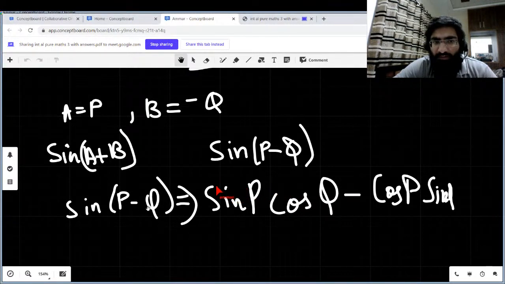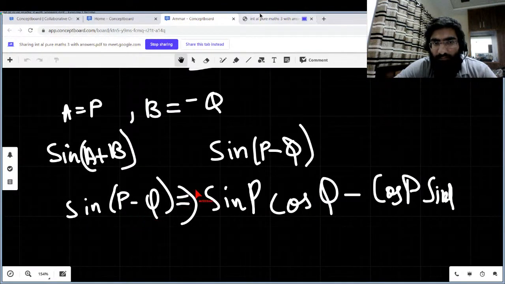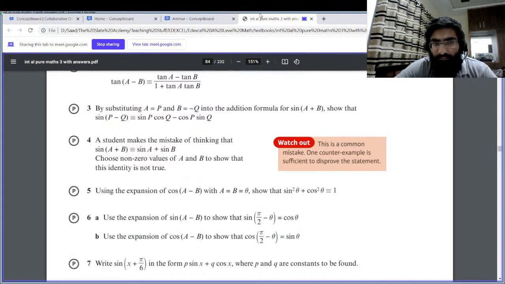You have simply done sine P minus Q. You haven't done anything with sine A plus B. How does sine A plus B become this? Because it's substitution. Look in the question, it says. That's what I was talking about when I said substitution. A and B, P and minus Q.